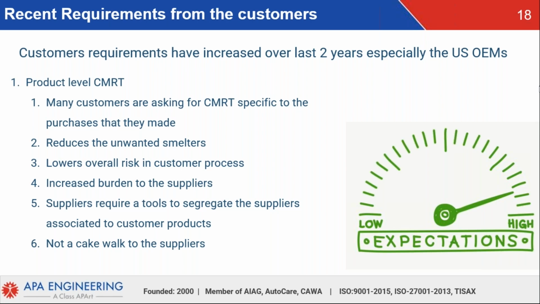So that means if your customer is purchasing paint from you and they're also purchasing bolts from you, they ask for a paint CMRT separately and a bolt CMRT separately. So they are segregating the products and asking you to submit multiple CMRTs to a single customer itself. That increases further labor work. Overall, the customer expectations have increased due to several other initiatives such as ESG, German supply chain due diligence, or even the recent war as well as the US sanctions on certain countries.